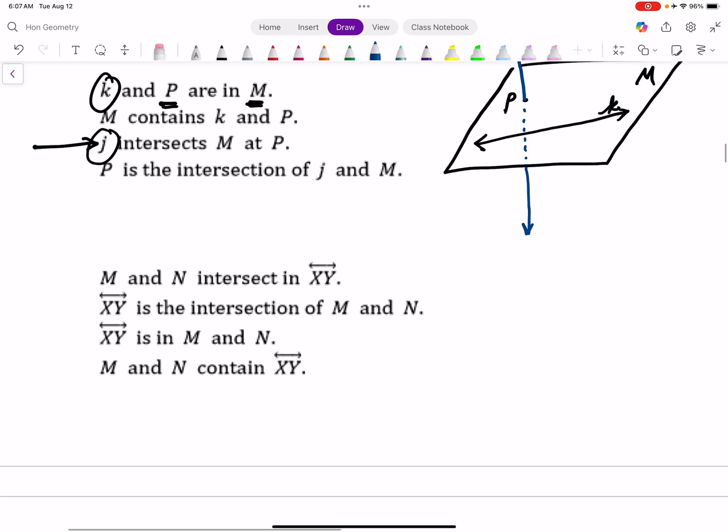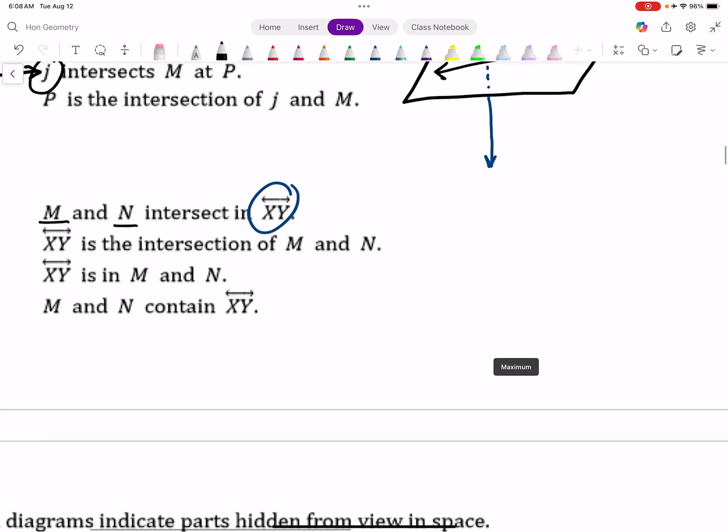Okay, so let's see what we get here. We've got a line XY, so let's just go ahead and draw this. So there's some line that's got 2 points on it. Well, infinite points, but the two we know the name of are X and Y. And then you want M and N to intersect in that line. You know what? I changed my mind. Because the only way, you got to figure out what those are. 2 points can't intersect in a line. 2 planes can.